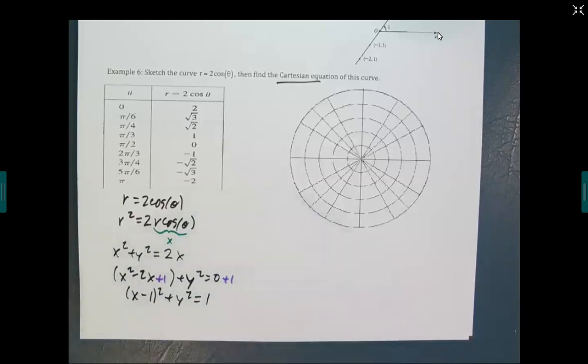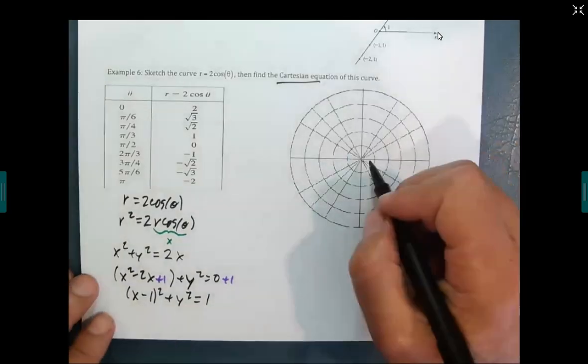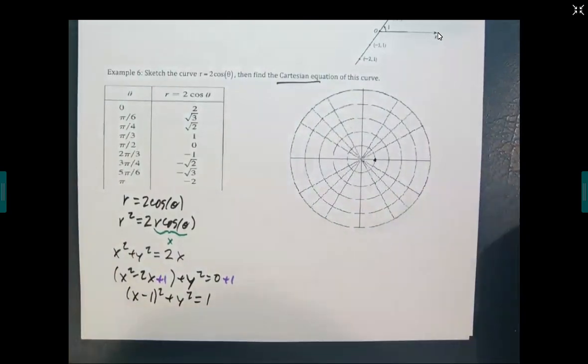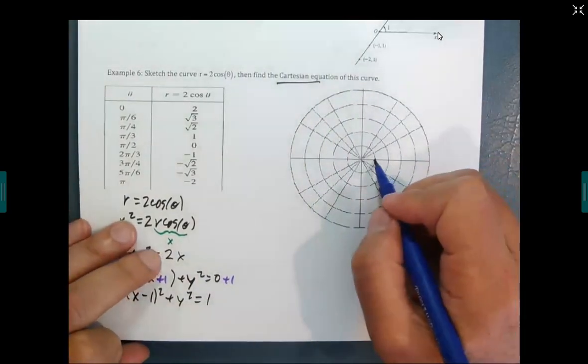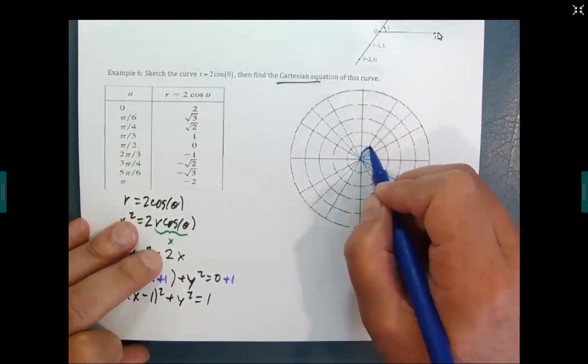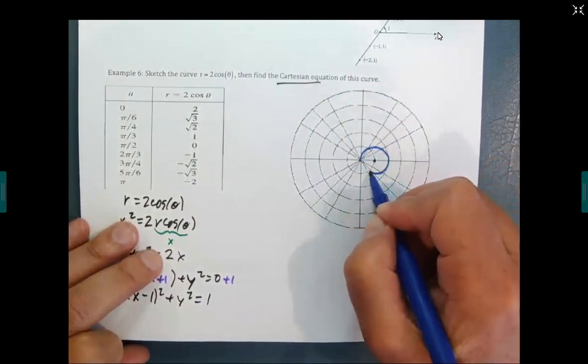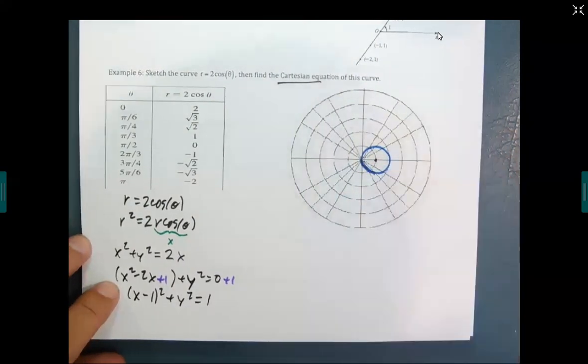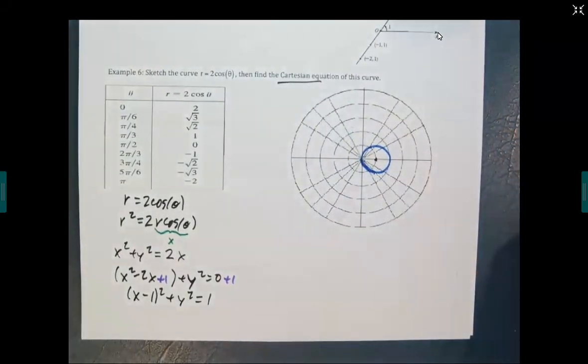So we are centered right here with a radius of 1. So this is going to be that circle right there. So it's just offset just a little bit more round. So that's what that is going to look like.